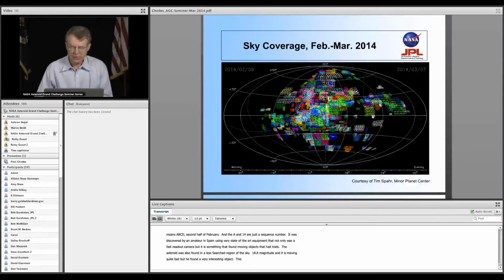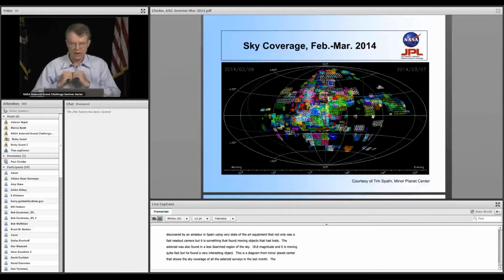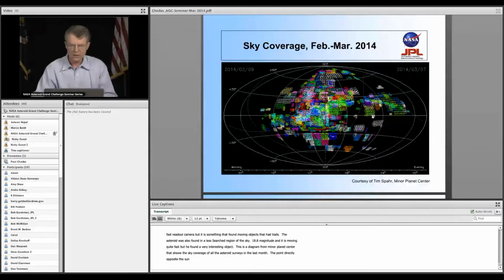This is a diagram from the Minor Planet Center that shows the sky coverage of all the asteroid surveys in the last month. At the center point of this diagram is the opposition point, which is the point directly opposite the sun, and the horizontal line is the celestial equator. You'll see that the sky is covered fairly well, but there were holes.